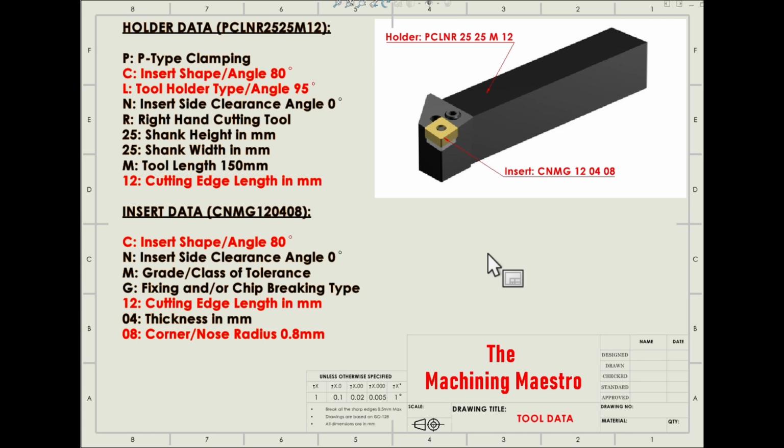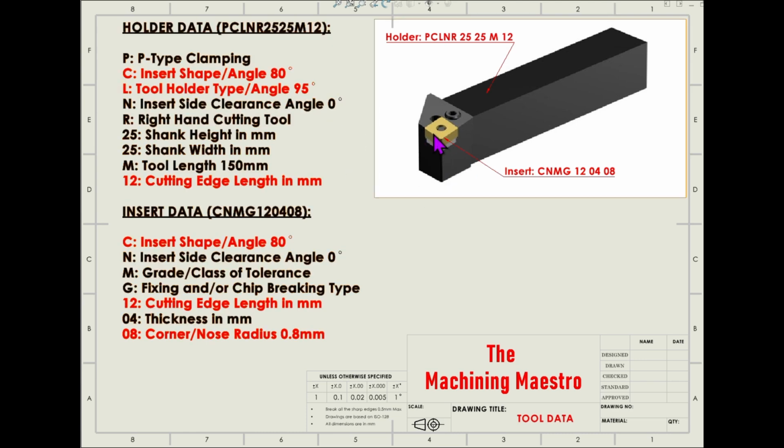So let's go to the holder. In the holder, P represents the clamping type, so here we have used the P type of clamping. C is the insert shape, the angle of the insert, which is 80 degrees. L is the tool holder type or tool holder's angle, which is 95 degrees. The angle is produced between this surface and this surface, so that is 95 degrees.